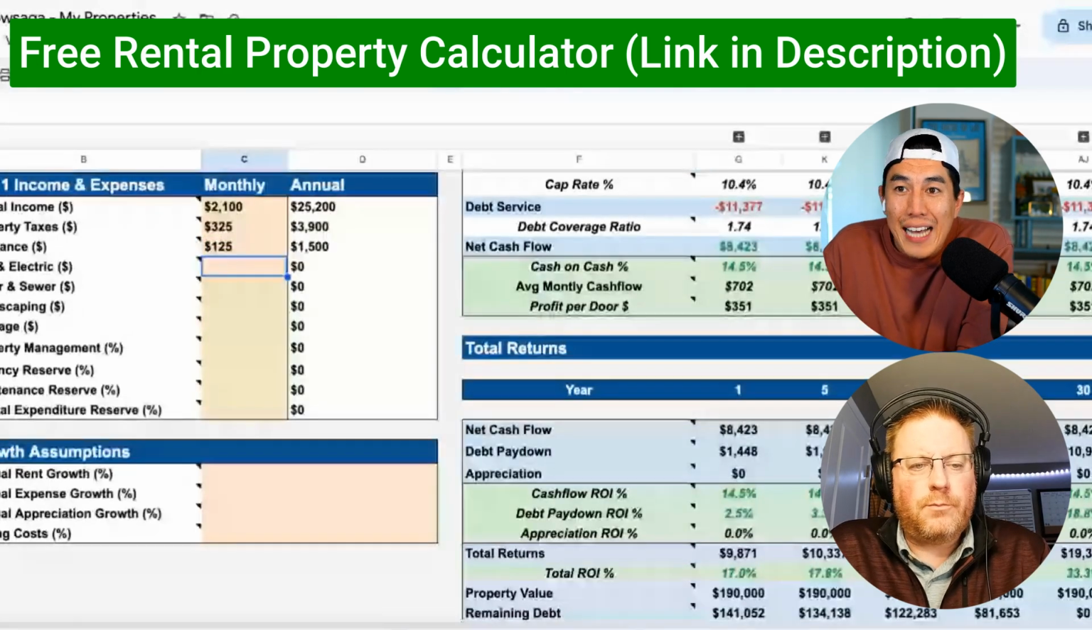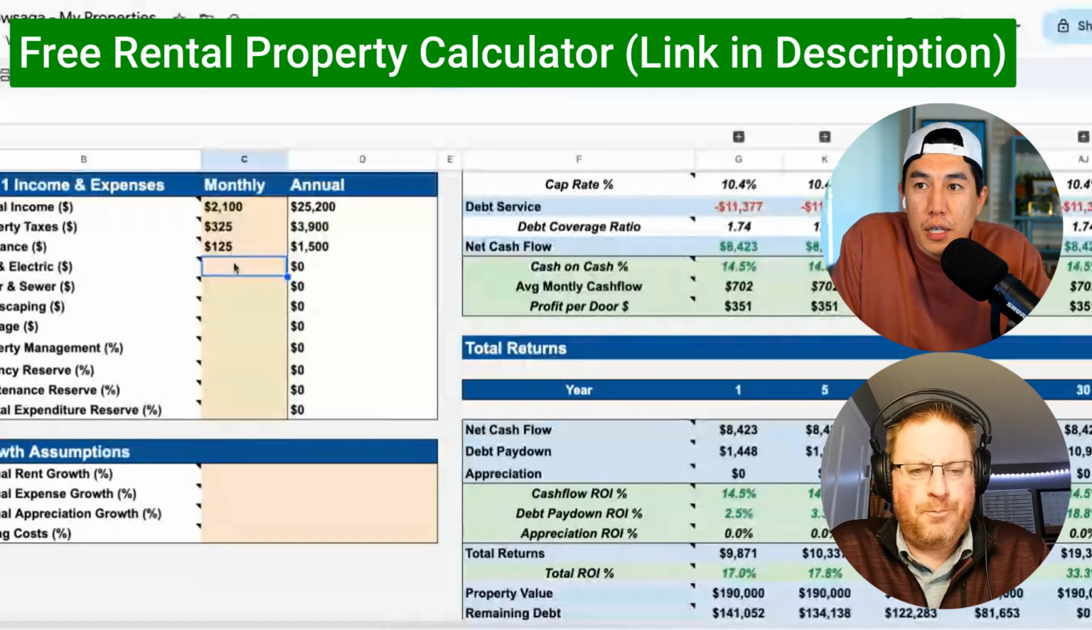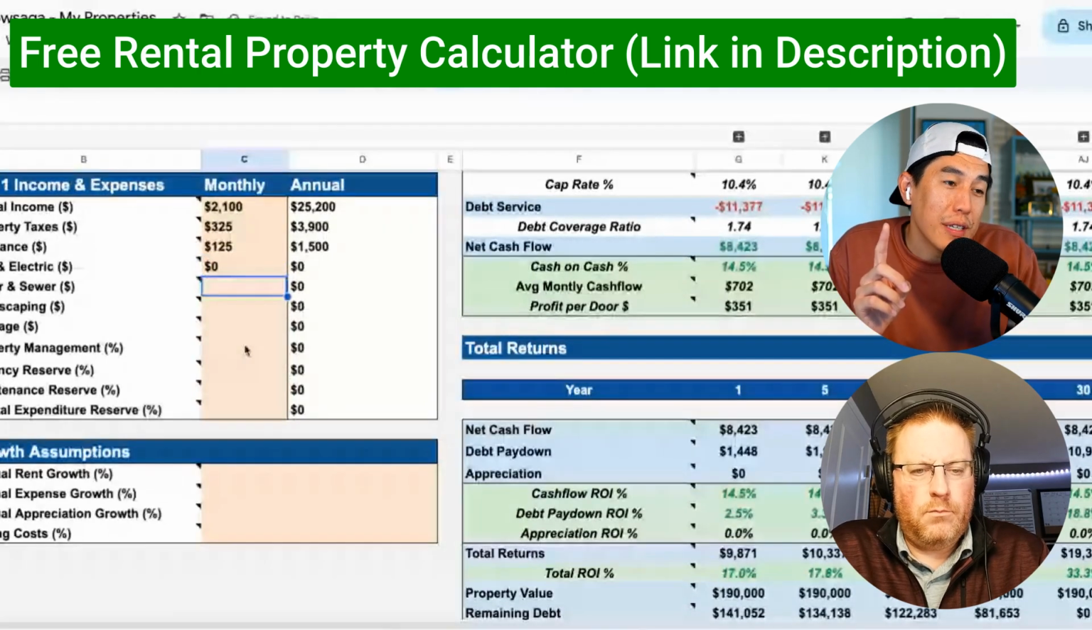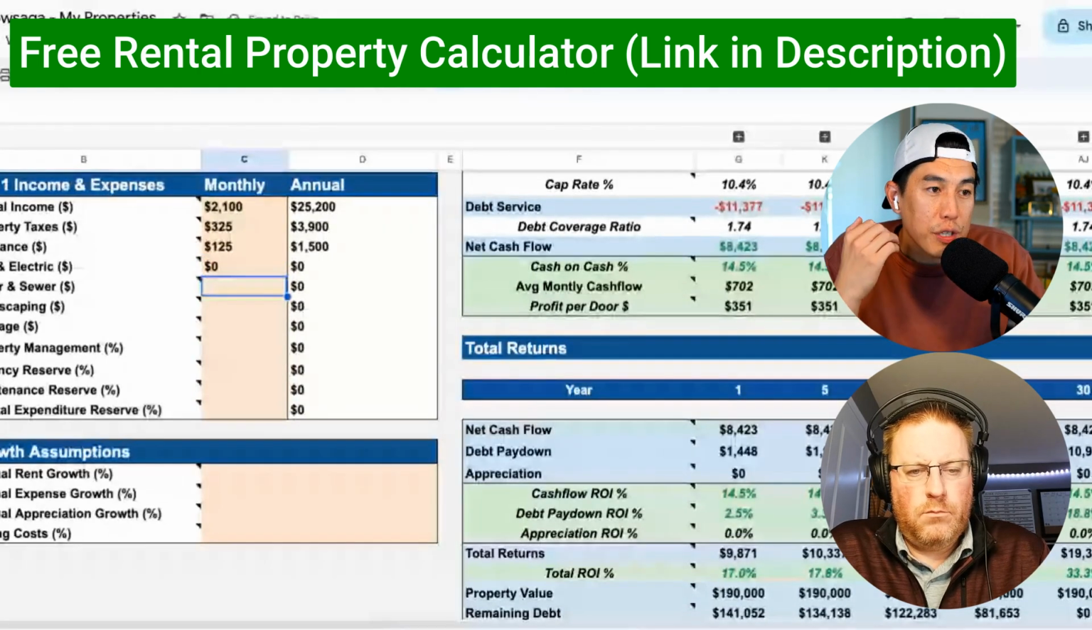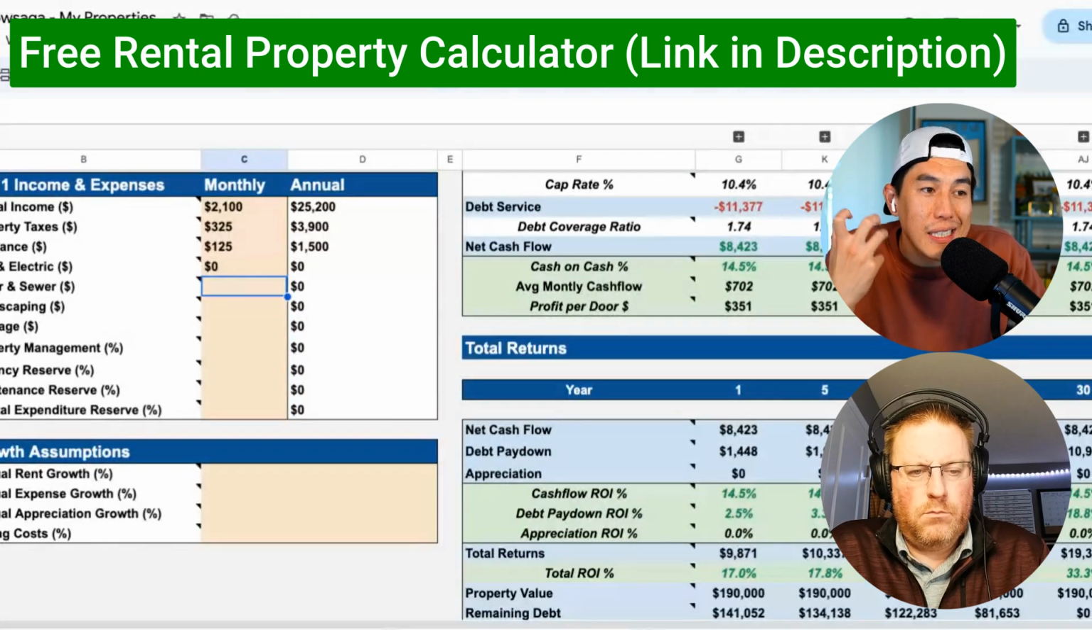So gas and electric, typically, is paid by the tenants. So we're actually going to put $0 here. Water and sewer, this is a very important point. Depending on which market you're operating in, ideally water and sewer would be the responsibility of the tenant. But a lot of places, it is actually the responsibility of the landlord. In Cleveland, Ohio specifically, it is the responsibility of the landlord. You are in charge of that water bill. So this is something we're going to put in here.